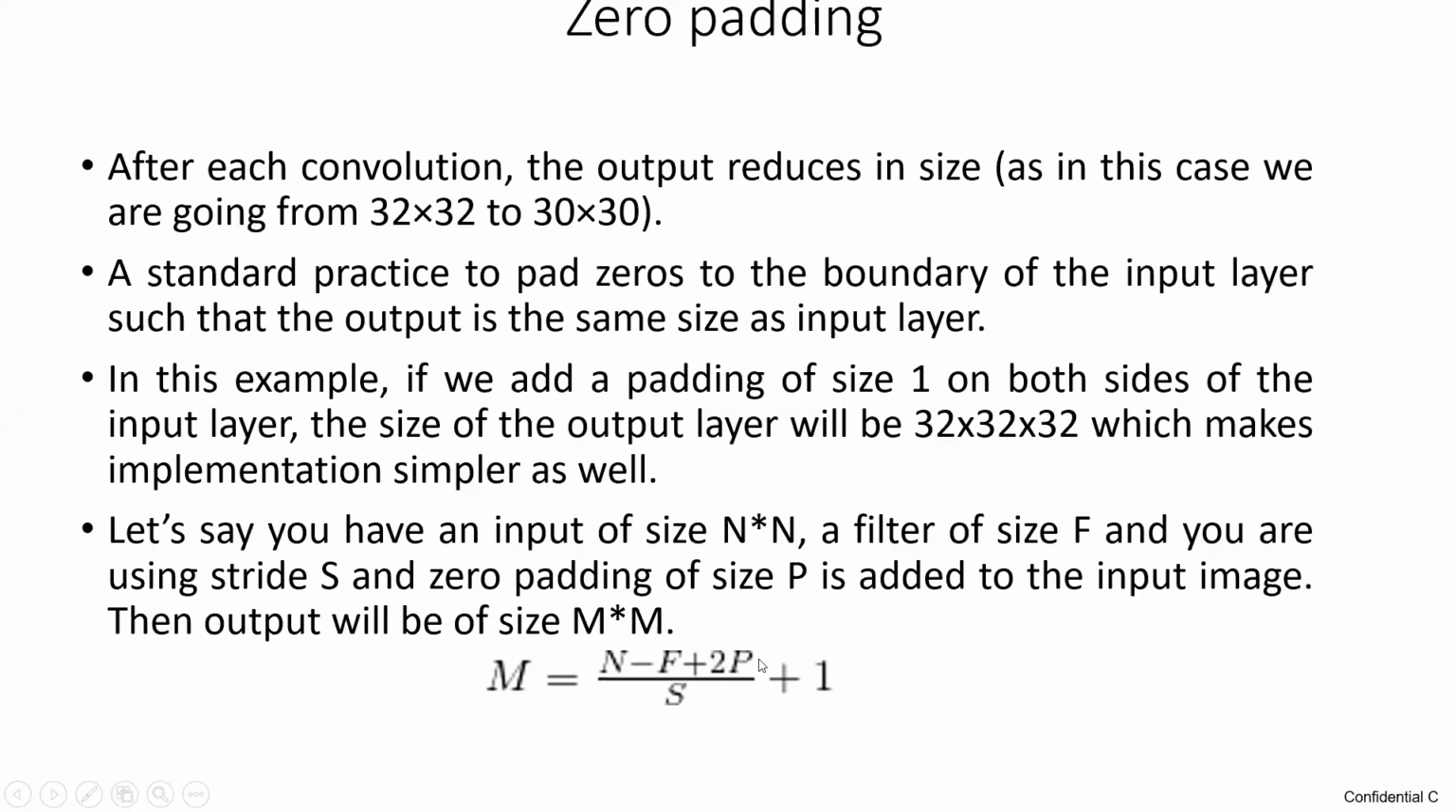Let's assume that I'm going to use zero padding, so the p value is not 0. p is equal to f minus 1 divided by 2. In this case, the filter size is 3, so 3 minus 1 divided by 2 becomes 1. So 32 minus 3 plus 2 into 1 becomes 29 plus 2, so it becomes 31, divided by 1, plus 1, so it becomes 32. So with this formula, we can compute what the output feature map from the convolution layer will be.